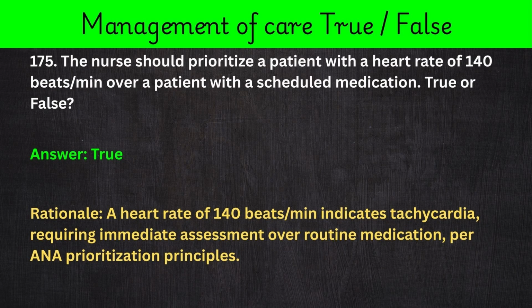175. The nurse should prioritize a patient with a heart rate of 140 beats/min over a patient with a scheduled medication. True or false? Answer: true. Rationale: a heart rate of 140 beats/min indicates tachycardia, requiring immediate assessment over routine medication per ANA prioritization principles.